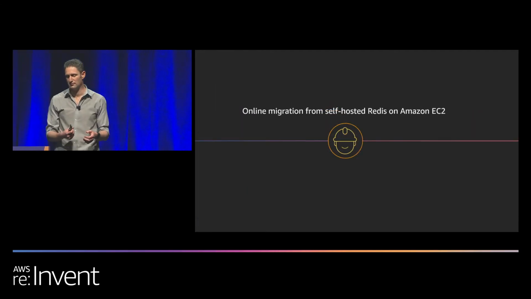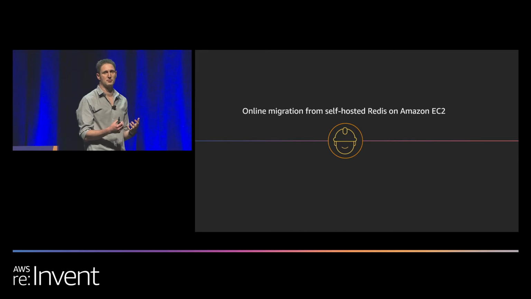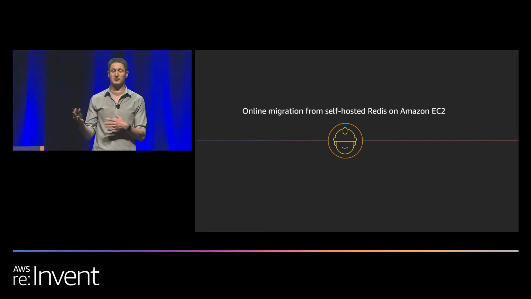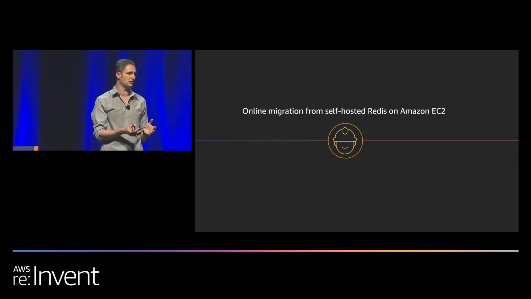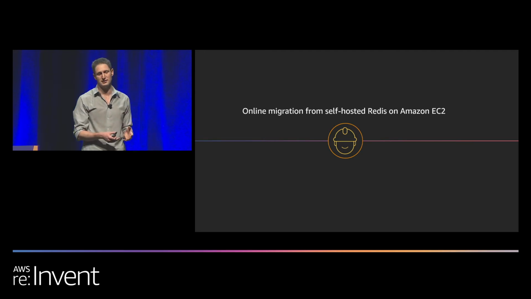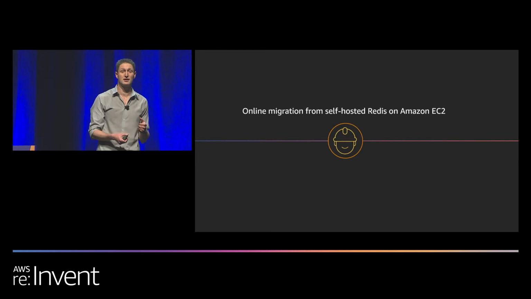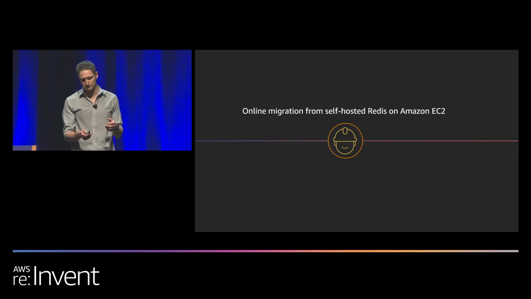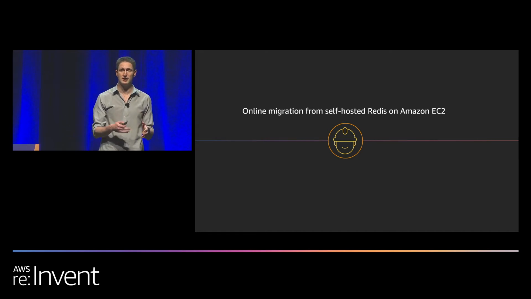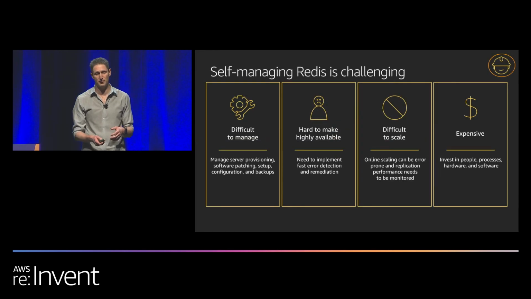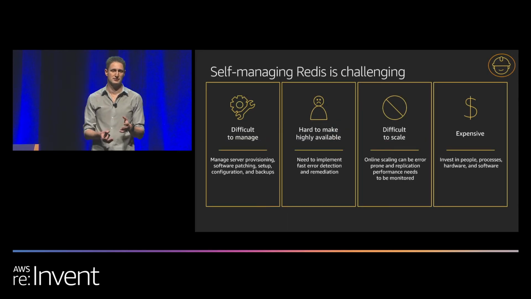So we talked about how popular Redis is. According to DB Engine, it's the most popular key value store, the most loved database, right? But self-managing it is hard, which is why we built ElastiCache to begin with. And so what I'm going to do now, I'm going to talk about this feature, then I'm going to show you a demo, and then I'm going to talk about performance.